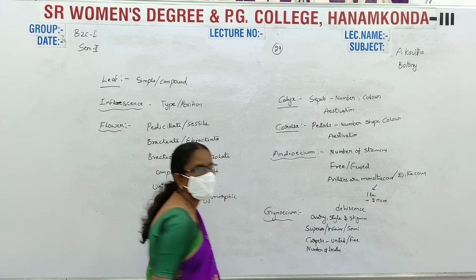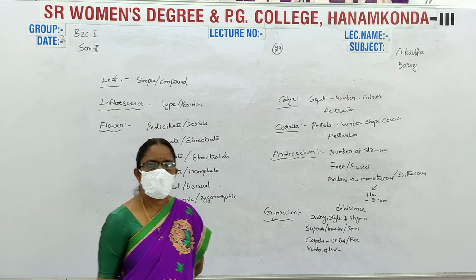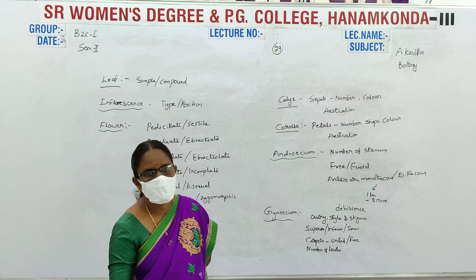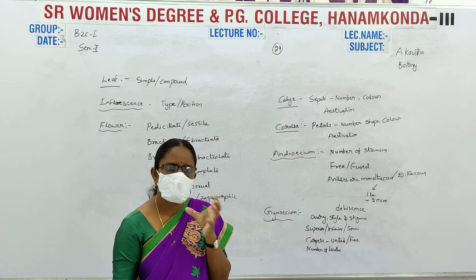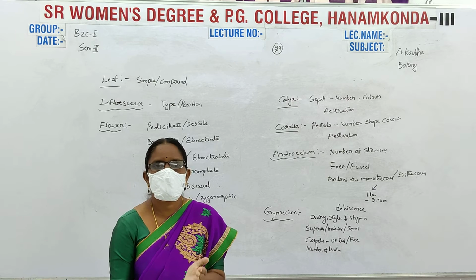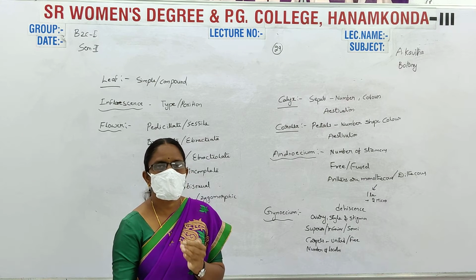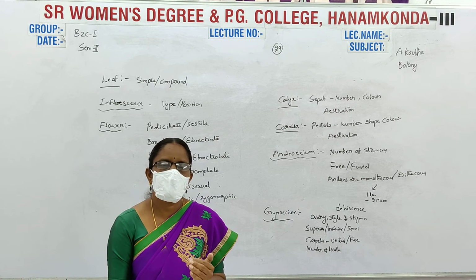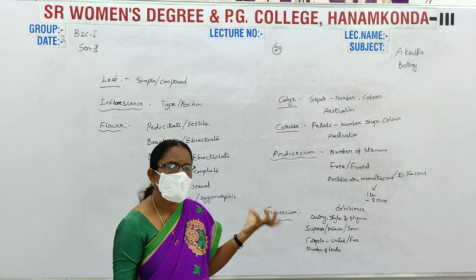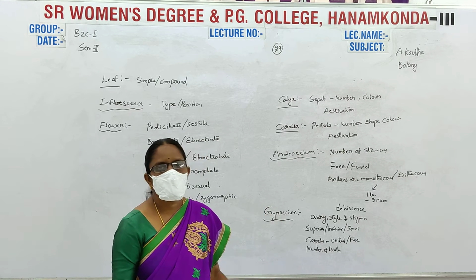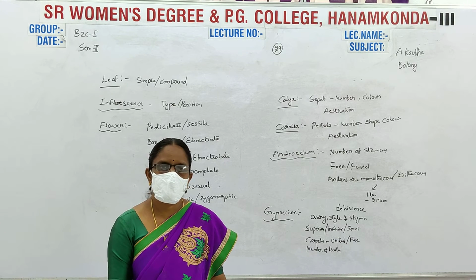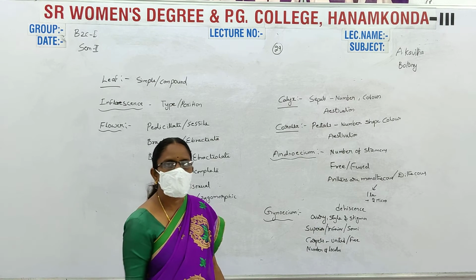Number of locules. Only one locule is present in unilocular; then bilocular, trilocular, tetralocular. Sometimes only one locule is present, or two locules, or three locules. In different types of plants, the ovary position, the carpel number and the locule number also change in different flowers. This is the gynoecium.